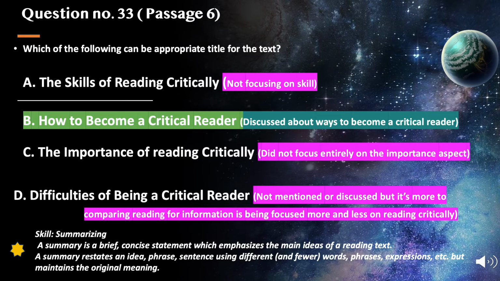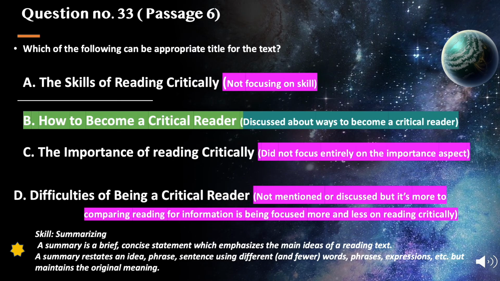Let us look at A first. A, the skills of reading critically. Basically the whole passage does not talk about one skill, which refers to how to read critically only. Okay. C, the importance of reading critically. In the passage, it does not focus entirely on the importance aspect of reading critically either. And finally, D also is not the answer. Difficulties of being a critical reader. The passage is more about comparing reading for information, and it is focused more on that and less on reading critically. So therefore, options A, C, and D are not the answers for this question.